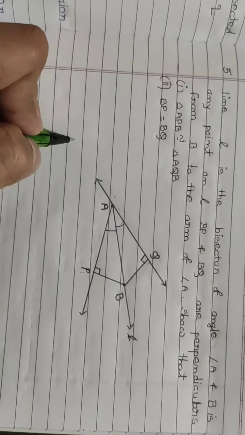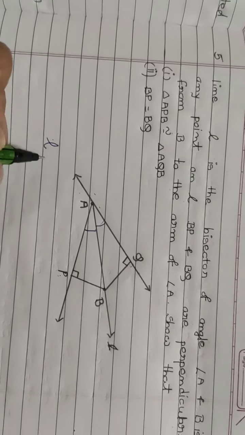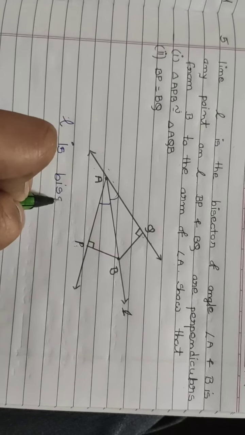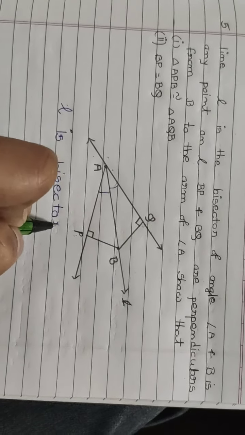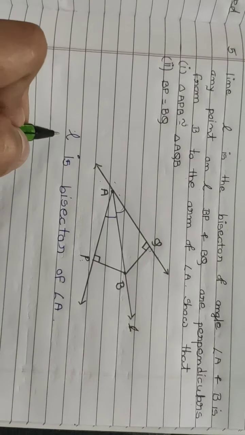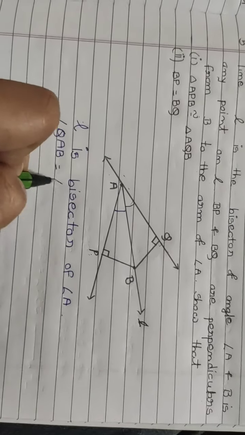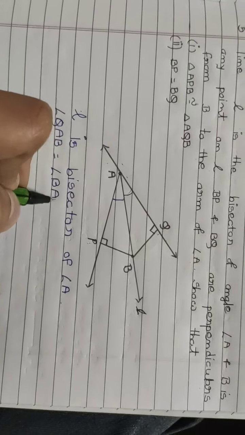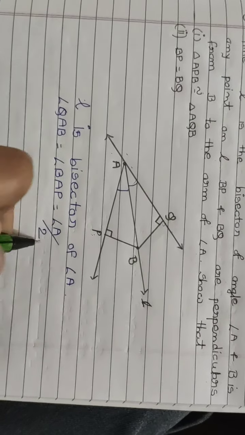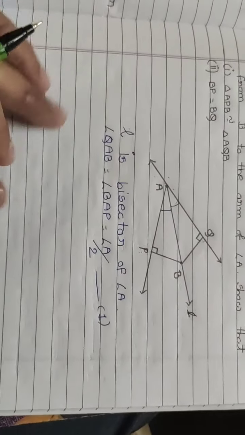Now, first one thing is given, that L is a bisector of angle A. That means angle QAB is equal to angle BAP, that is equal to angle A by 2. That will be our result number 1.